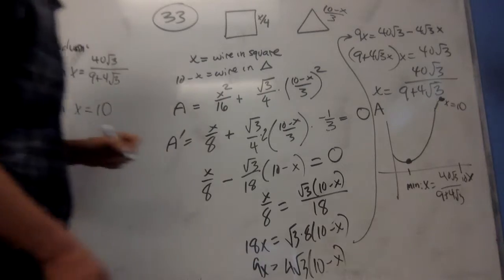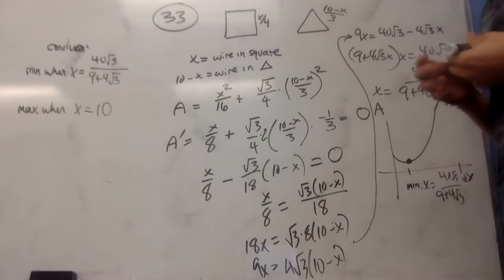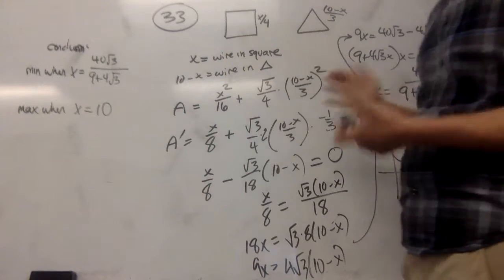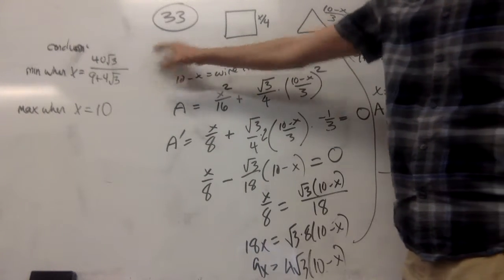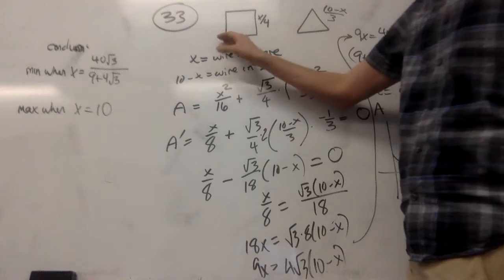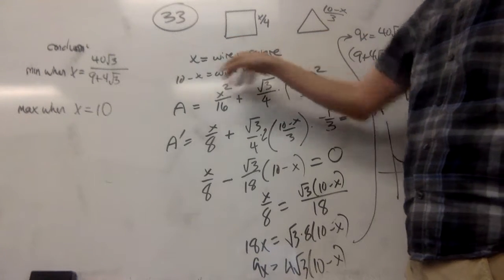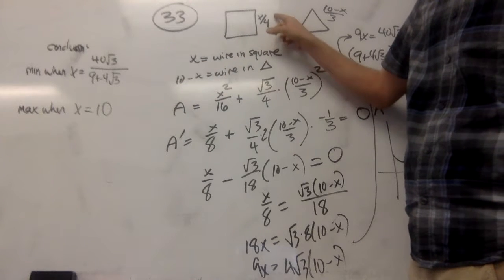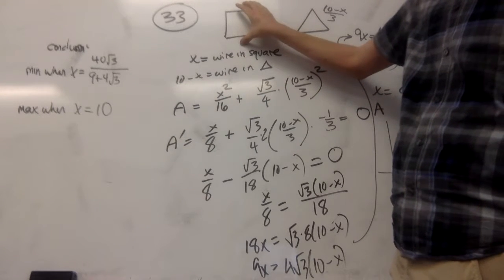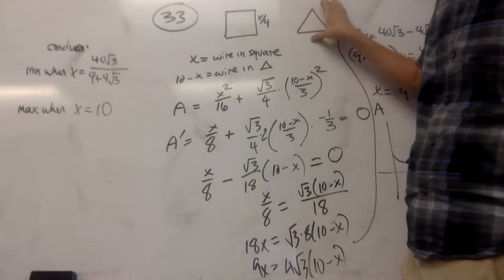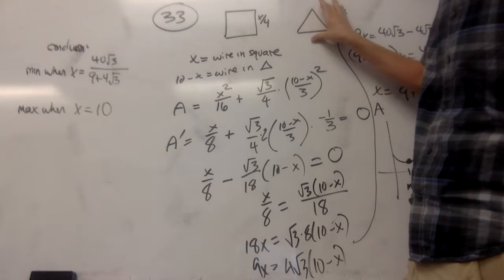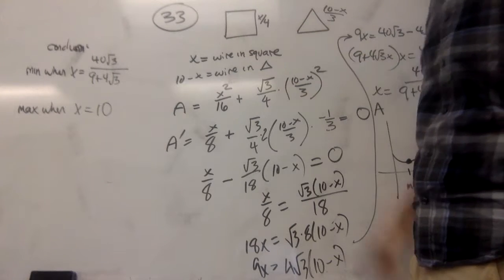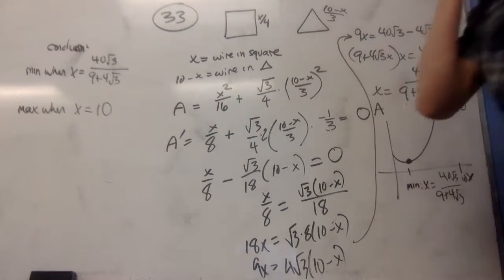All right, let's interpret that answer. So the minimum value, in other words, the smallest possible area, is when you take x to be this amount and you allocate this much wire to the square and 10 minus that to the triangle. The maximum area is actually when you take x to be 10, which means that all of the wire is used for the square and none for the equilateral triangle. So the best way of maximizing your area is just to not even bother making a triangle at all and just make a square. So that's what that's saying.